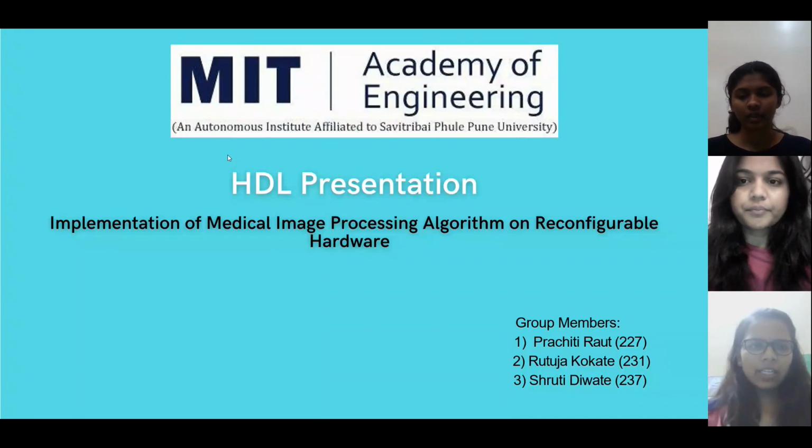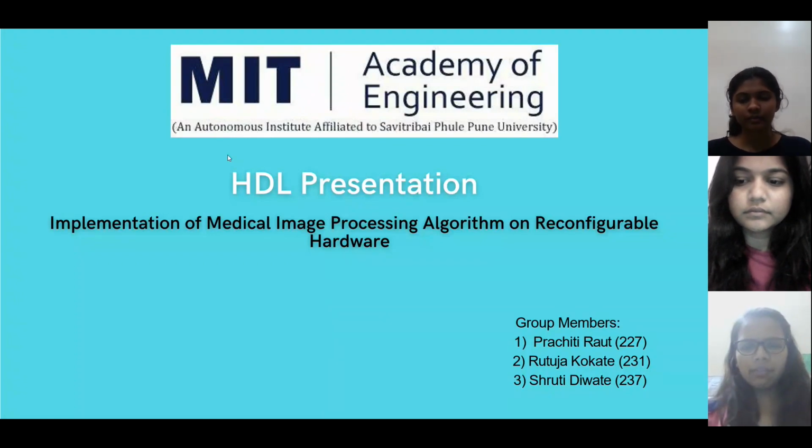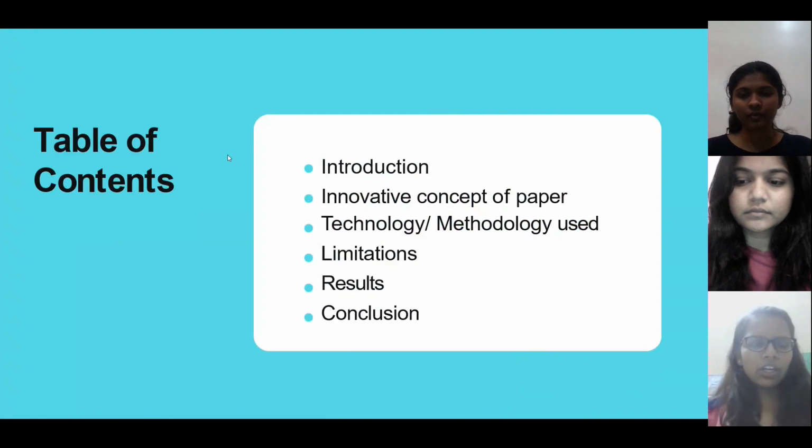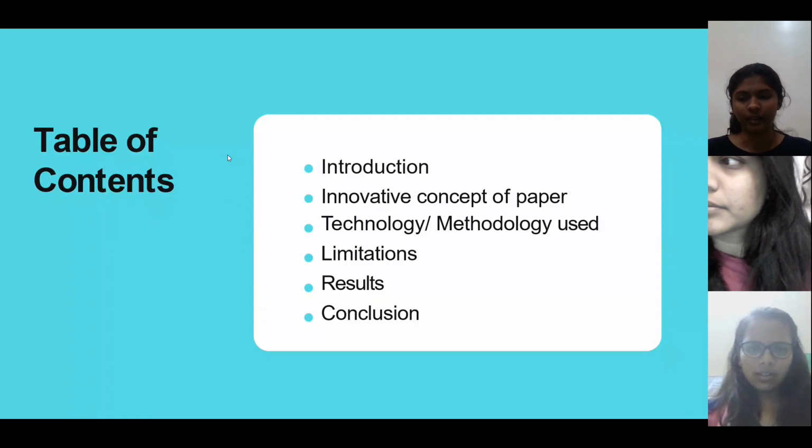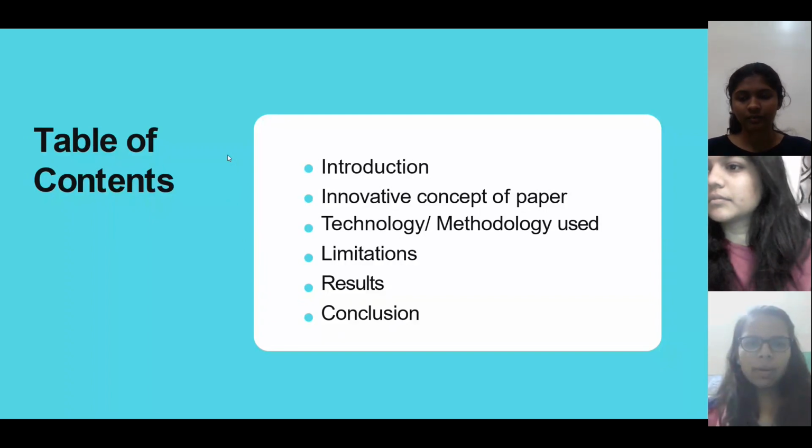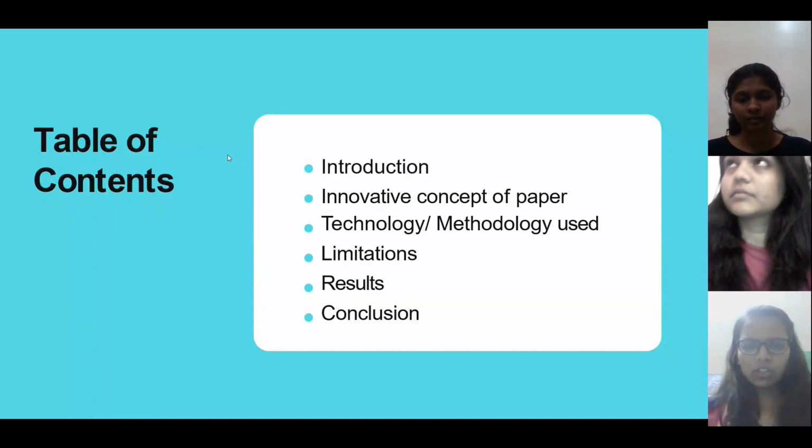Our HDL presentation topic is implementation of medical image processing algorithm on a reconfigurable hardware. The table of contents of our presentation is: first, an introduction; second, the innovative concept of our paper; third, the technology or methodology we use in our paper; fourth, limitations of our paper; fifth, results of our paper; and last but not least, the conclusion.